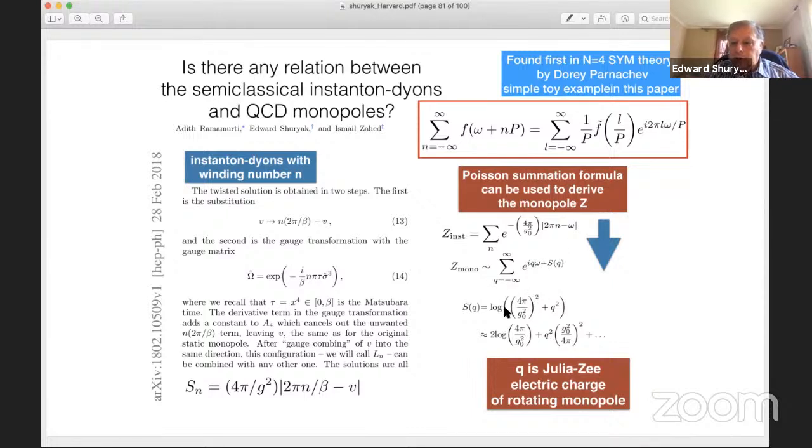And the action here in Q has this form. Now this is a rather unusual form. Why?